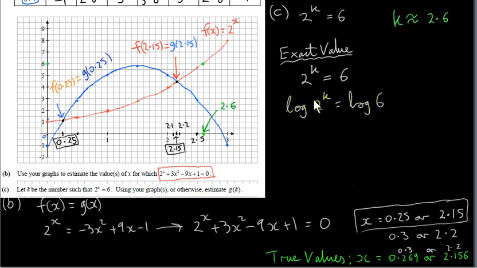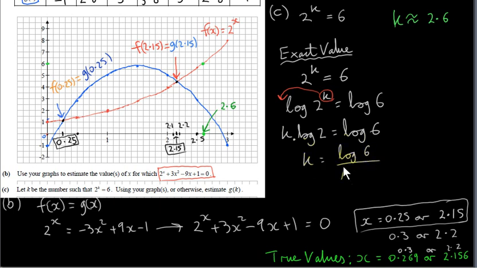And then we use one of the rules of logs, which tells us that we can take this power and write it down in front. So we get k log 2 equals log 6. K times log 2 equals log 6. Now we can get at k, because k is multiplied by log 2. So we take log 6 and divide it by the log of 2.